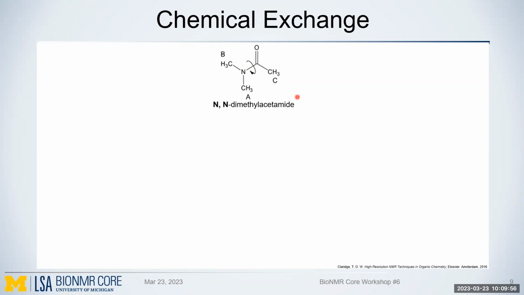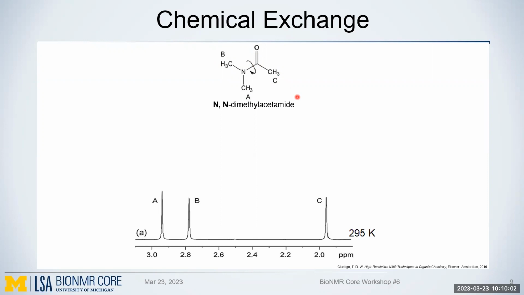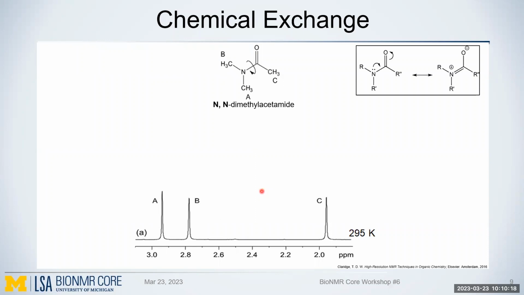So then you can record a 1D proton spectrum of this molecule at room temperature. That is how the spectrum looks. From the spectrum, we can see that A and B are not chemically equivalent, and their chemical shifts are different in the 1D proton spectrum. So why is that? This is actually because this tertiary amide bond does not rotate freely. It has partial double bond character. So the A and B methyl groups can be considered sitting cis or trans to the carbonyl oxygen. So they are not chemically equivalent.